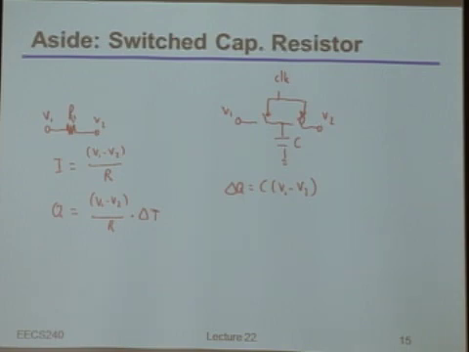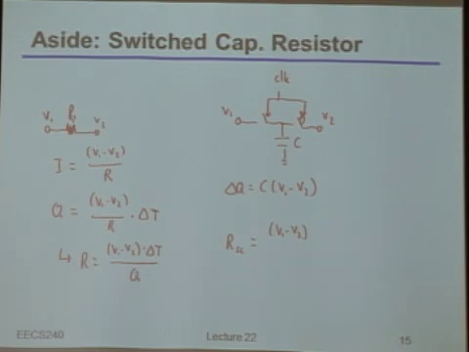Because if I want to equate this switch capacitor to a resistor, then all I'd have to do is equate the amount of charge I moved with a switch cap circuit to the same amount of charge I would have moved with an actual physical resistor. So in other words, if I want to know what the resistance of this switch cap thing is, I'm just going to manipulate the equations a little bit. So R here is just equal to (V1 minus V2) times delta T over Q.